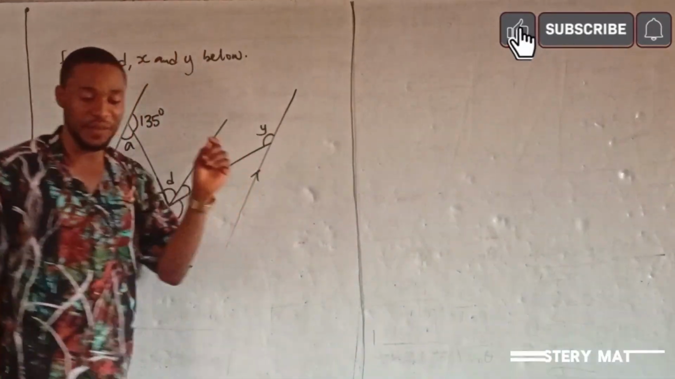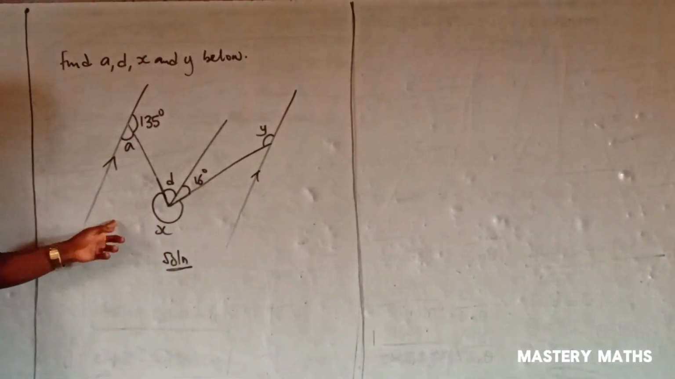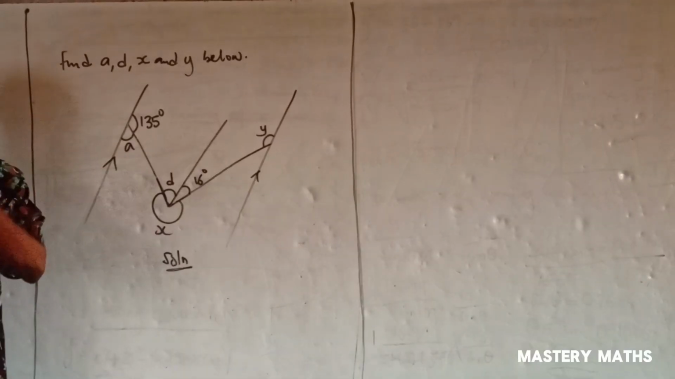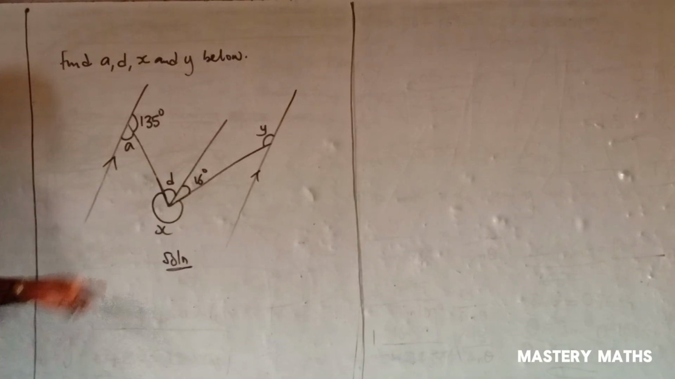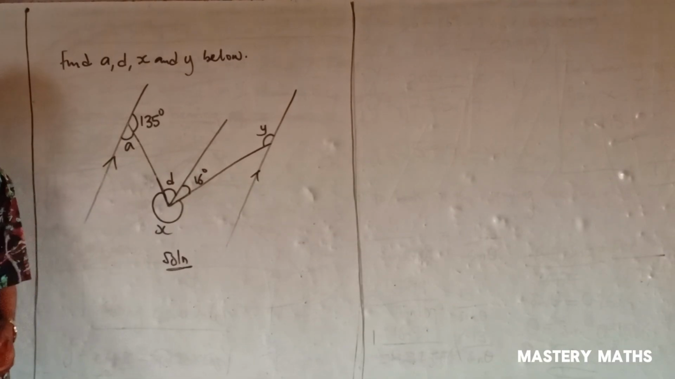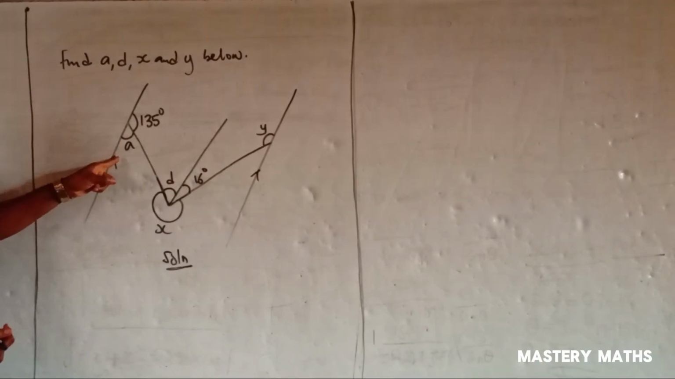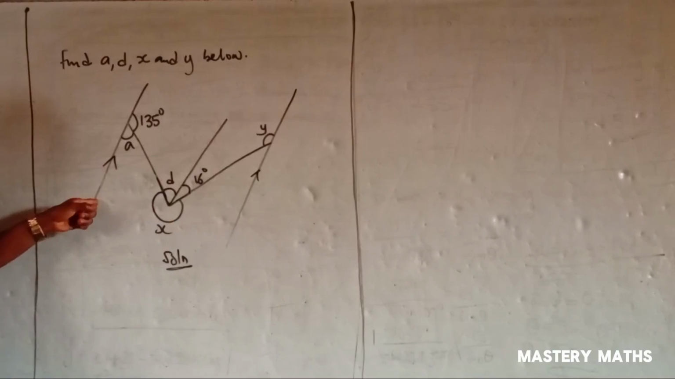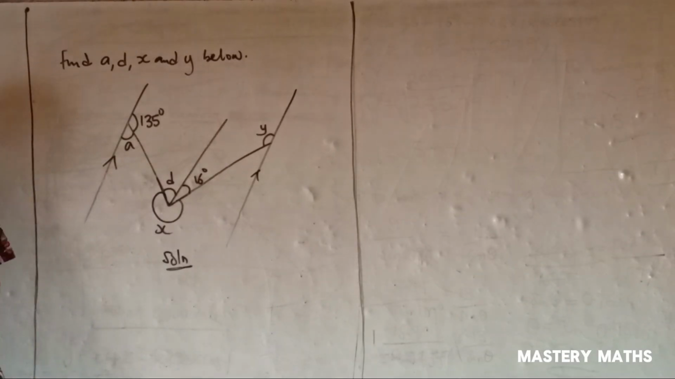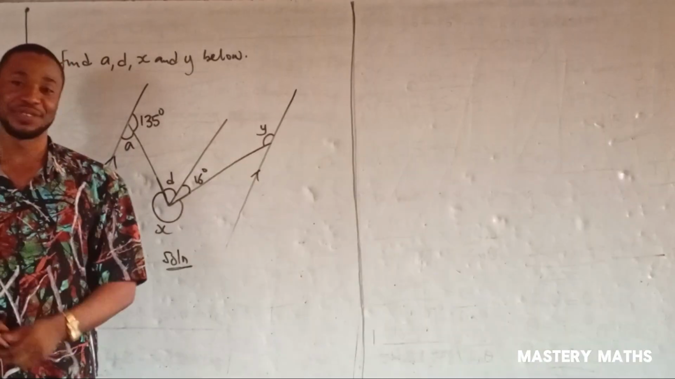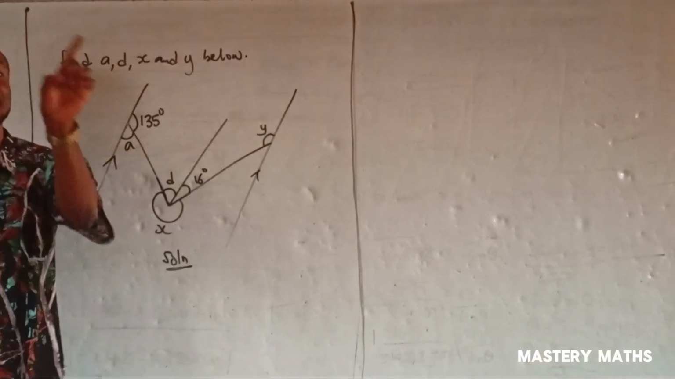On the board, we have a simple question we need to tackle. Very simple. We're going to make use of the signs in the angles to be able to tackle this question. Look at the board, you see angle on a straight line, you see angle at a point, and you also see Z angle. I call my alternate angle Z angle.